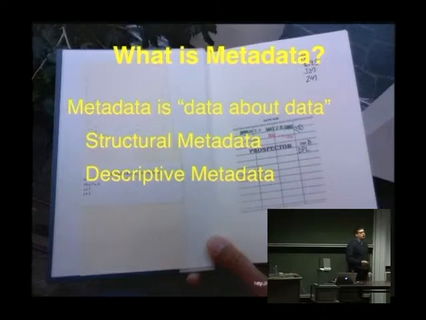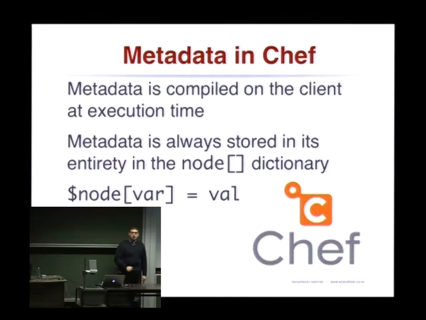So how does metadata work in Chef? Metadata in Chef is compiled on the client at execution time. And this is a very small detail, but it's something that will bite you very hard if you don't have it in mind. Metadata is always compiled at the end of the execution time, and it's always stored in a JSON dictionary. So anytime that you use Chef and you do a knife node edit, you're actually editing the JSON dictionary that belongs to that server.